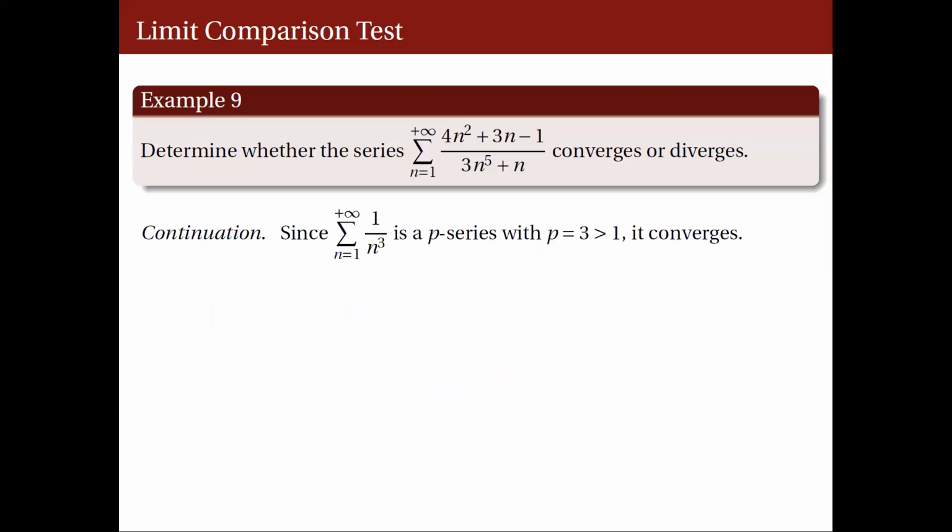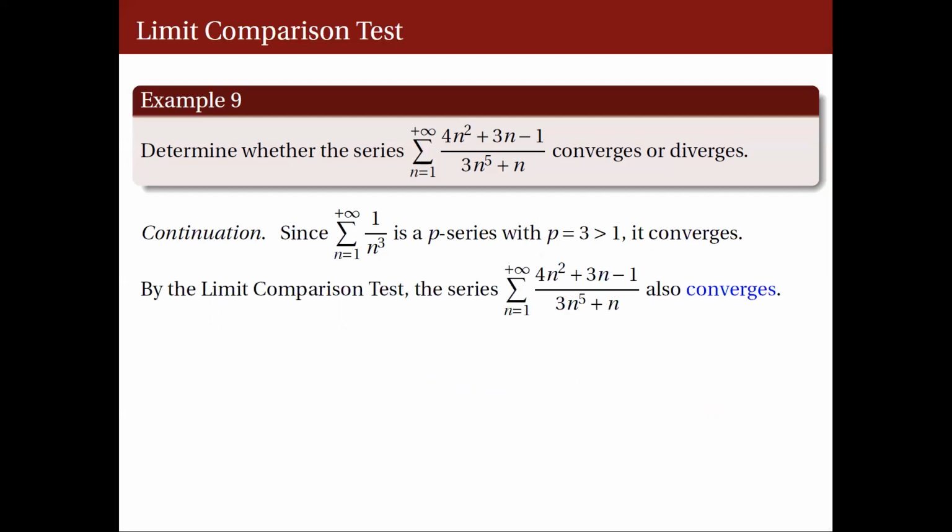Since summation of 1 over n cubed is a p-series with p equals 3 greater than 1, it is convergent. By limit comparison test, the series summation 4n squared plus 3n minus 1 over 3n to the fifth plus n also converges. Napakita natin sa examples na ito kung ano ang dalawang senaryo na pwedeng mangyari kapag ang limit ng a sub n over b sub n ay isang positive real number.